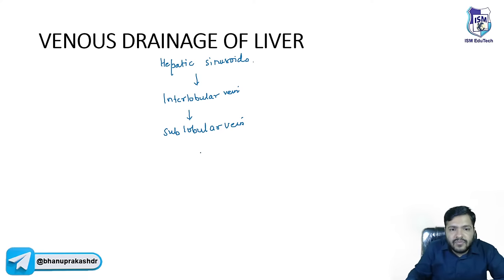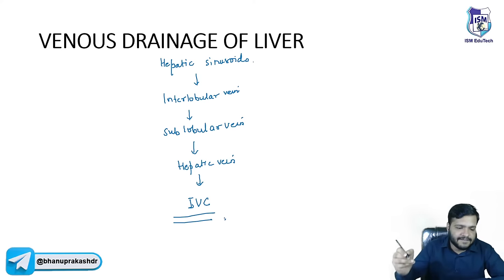Sublobular vein. They unite to form the hepatic vein. And remember, this hepatic vein drains into the inferior vena cava. Okay, so that is about the venous drainage of the liver.